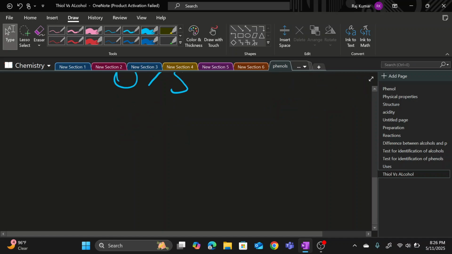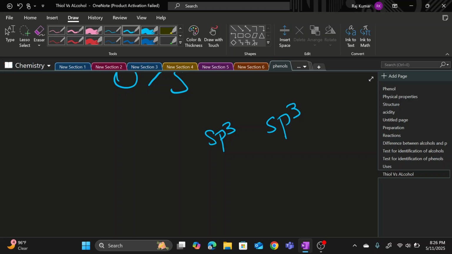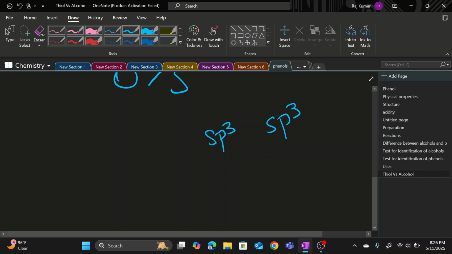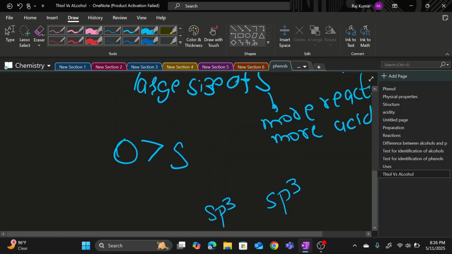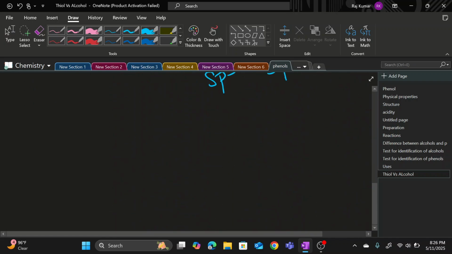Now if we just talk about sulfur, again it forms sp3 hybridized orbitals. There are sp3 hybridized orbitals formed in the thiol group, but the bonds are weaker as compared to oxygen because of the large size of sulfur, right? And another important thing which needs to be considered here is that the thiol group is a stronger nucleophile.